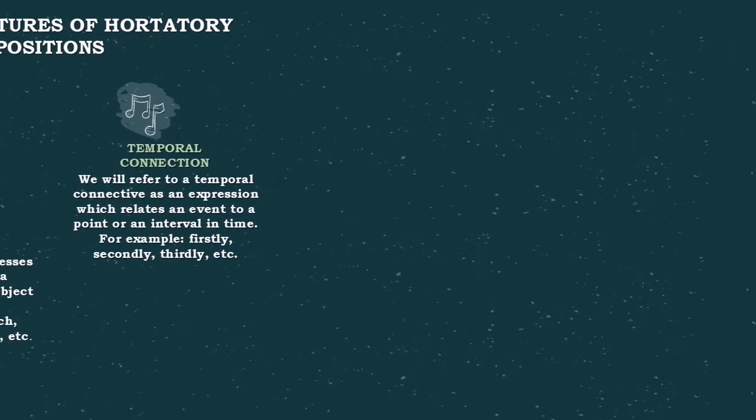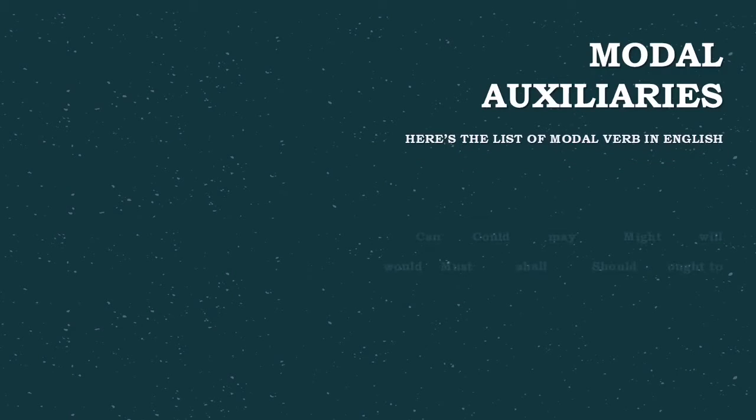And the next slide is modal auxiliaries. Here's the list of modal verbs in English. You can see that it consists of can, could, may, might, will, would, must, shall, should, and ought to.